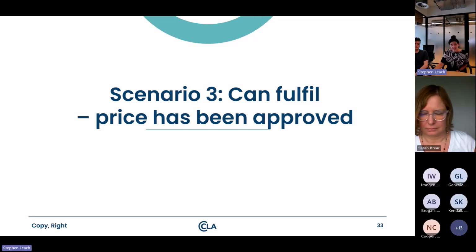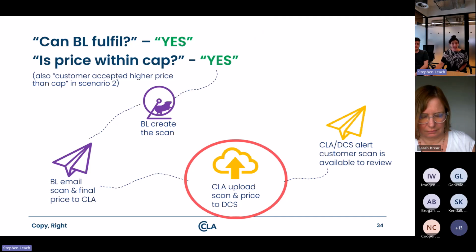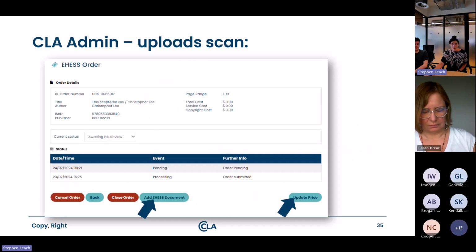And finally, we have scenario 3, which hopefully will be the majority of them, but the proof will be as we go ahead. So can they fulfill? Yes. Is it within the price cap? Yes. And this is also how we proceed if you've approved a higher cap through the previous scenario. So what happens here? They'll just go ahead and create the scan, and then they'll email it to us along with the final price. Stephen will then upload the scan into the system and add the price. We'll see what that looks like in a moment. Then you'll get an alert to say that the scan's available to review, and then we'll pick up from there in a second.